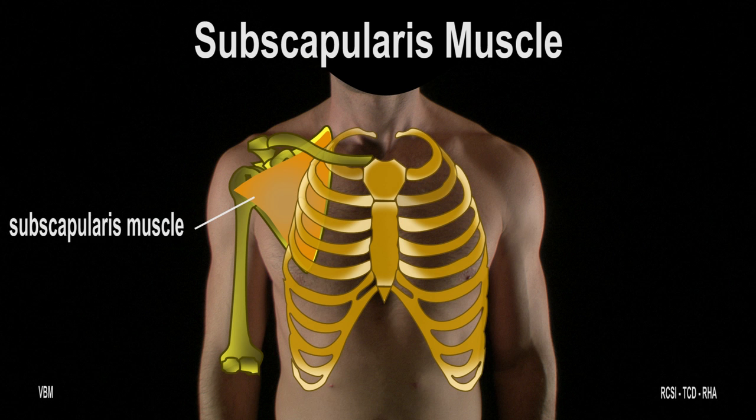The subscapularis muscle medially rotates the humerus and stabilizes the glenohumeral joint. It is innervated by the upper and lower subscapular nerves that arise from the posterior cord of the brachial plexus. The subscapularis bursa lies deep to the subscapularis tendon and is usually connected with the joint space.